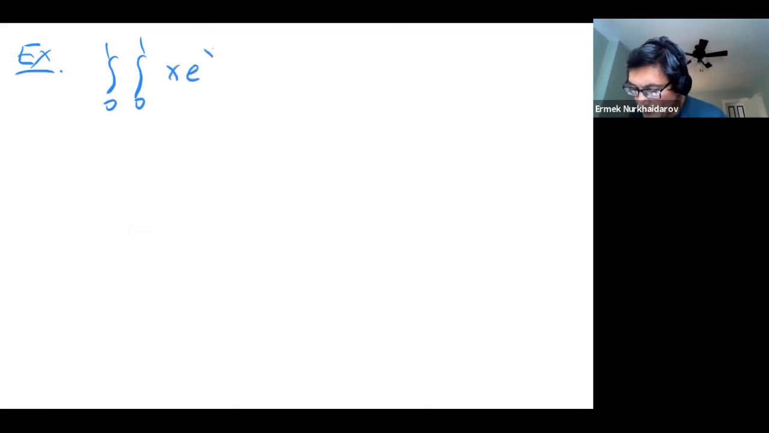One more example. Now that's an example. It's going to kind of lead us to our double integral, but we start with iterated. So we have the integral from 0 to 1, 0 to 1, of x e to the x y, dx dy.